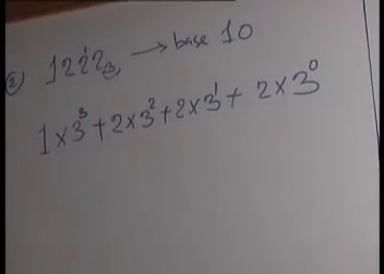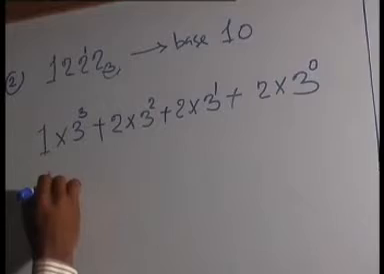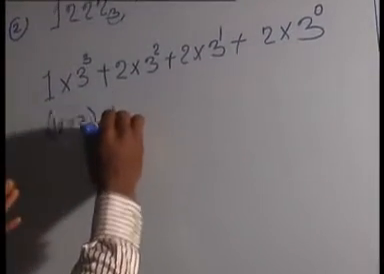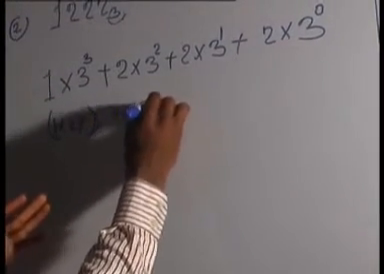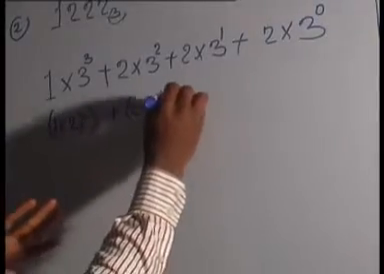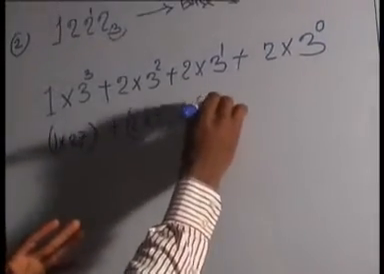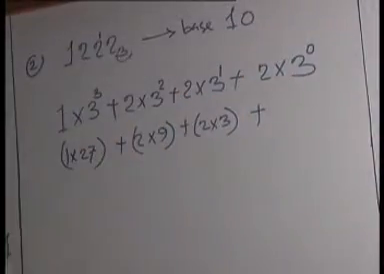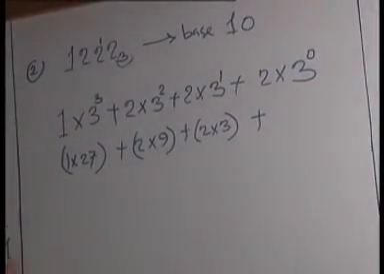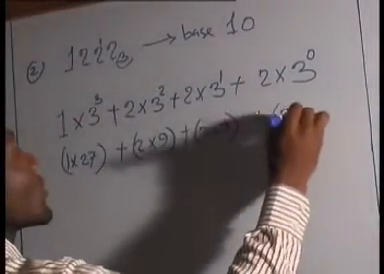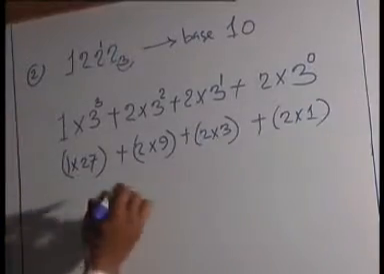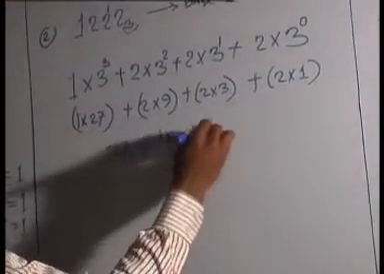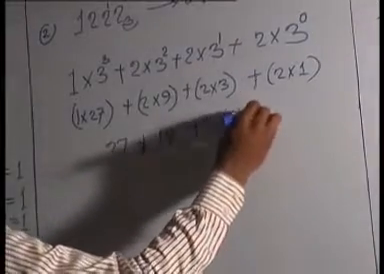3. This one is 1 times 27. It's like 1 times 27 plus 2 times 9 plus 2 times 3 plus what? 3 raised to power 0 is what? 1, fine. So plus 2 times 1. So you are going to have 27 plus 18 plus 6 plus 2 times 1 is 2.